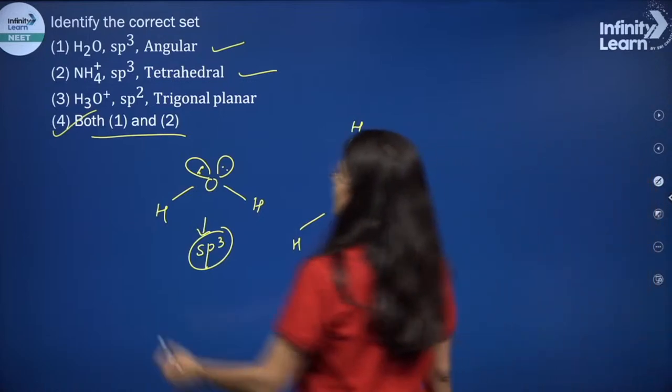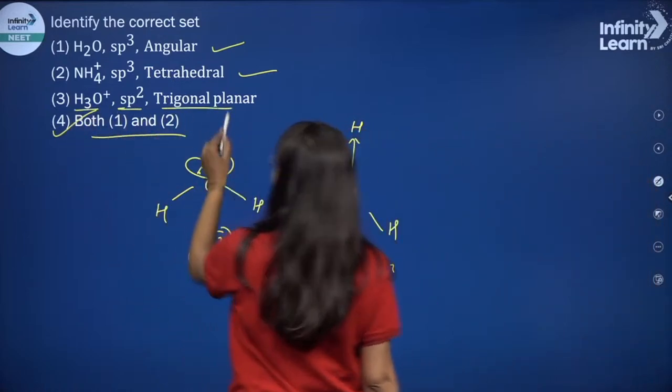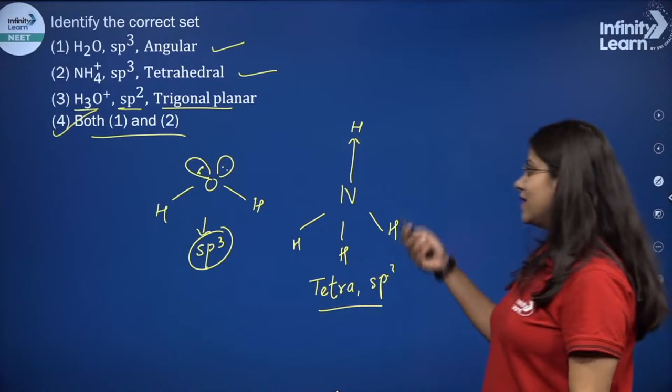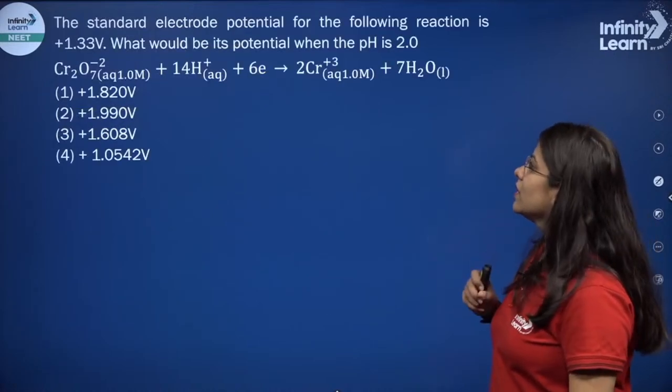Coming to this one, H3O+, sp2, trigonal planar, you can check. The answer is option number 4.